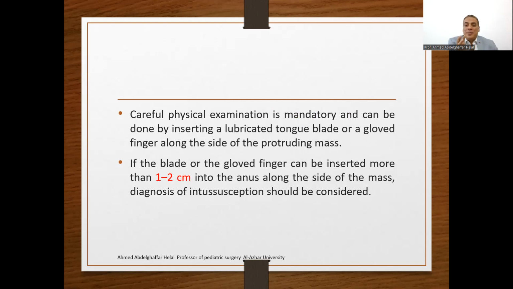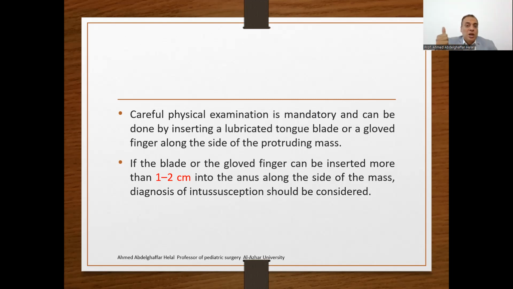So the differentiation will depend on this: the rectal prolapse is prolapsing at the level of the anus, so all layers are prolapsed down. However, in intussusception, there is a mass from inside. So if you can insert your fingers more than 1 to 2 cm into the anus beside the mass, the diagnosis of intussusception should be considered, to save the bowel of the baby. Don't perform trials of reduction as if you had diagnosed the case as rectal prolapse.